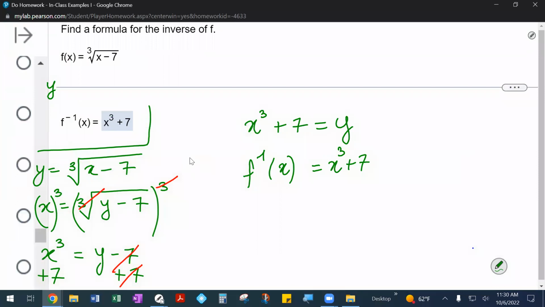Okay, well, it's not gonna let me. So this was using the switch and solve method. Now let's talk about the shortcut method.